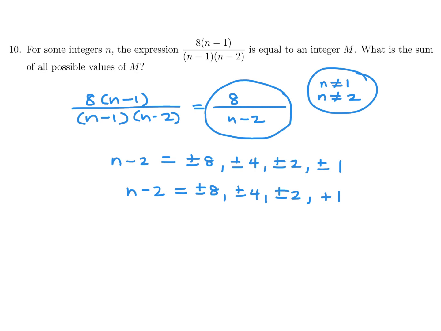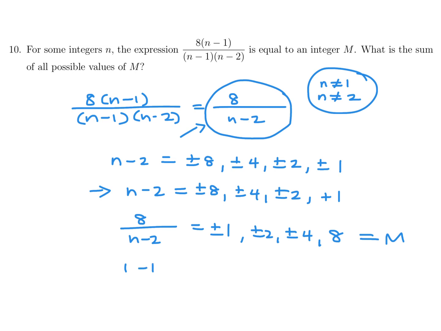Okay, so if we plug these values of n minus 2 back into 8 over n minus 2, they give us the following values: plus or minus 1, plus or minus 2, plus or minus 4, and 8. These are basically the values of m, so we have to add up all these values. So it'll be 1 minus 1, 2 minus 2, 4 minus 4, and 8. And those all just come down to 8.